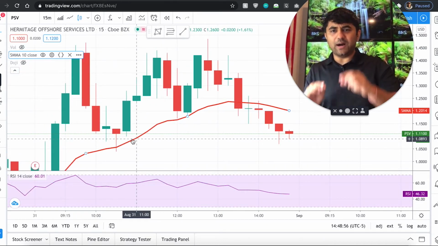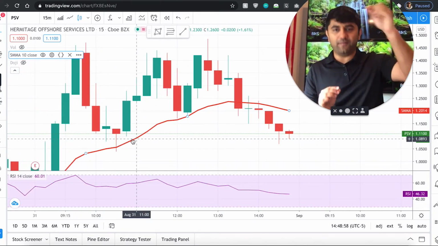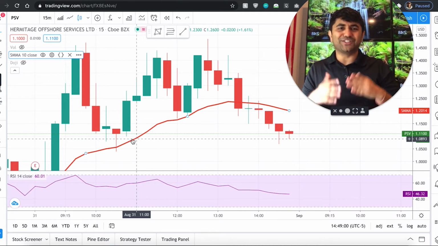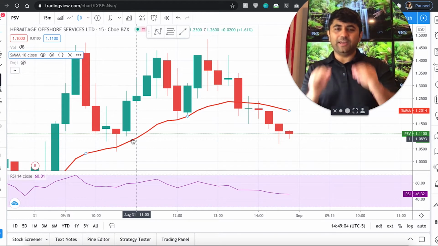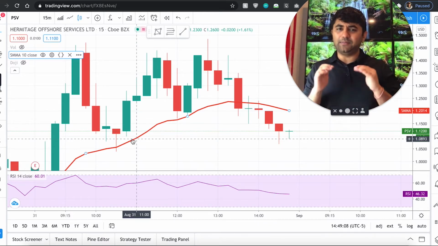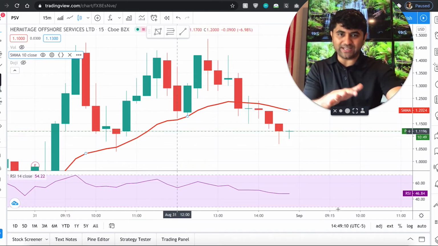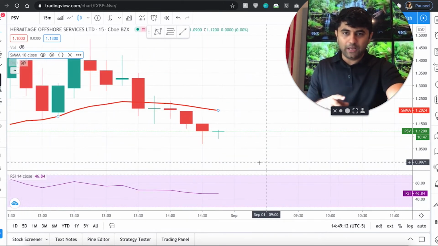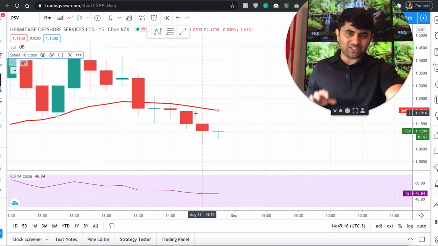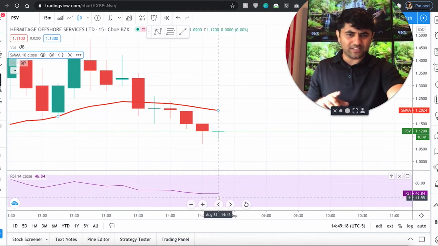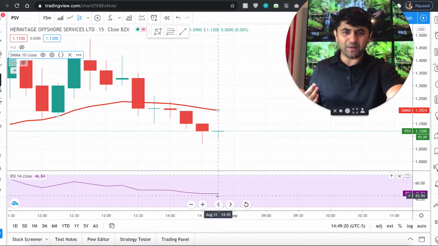When the price is trading above the SMA line, that means it's doing good, and you should buy. If the price is trading below the SMA line, it means the price is falling. Right now this is a live market, so let's take a look. That's the SMA line, and it's trading way below, and the RSI has lowered.